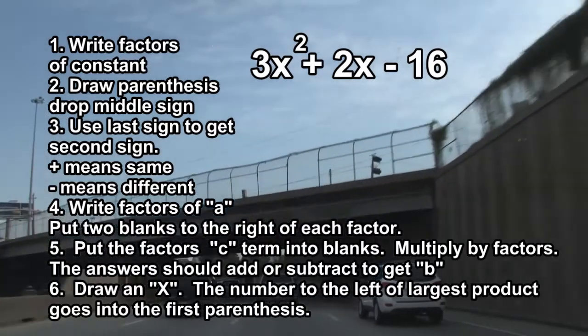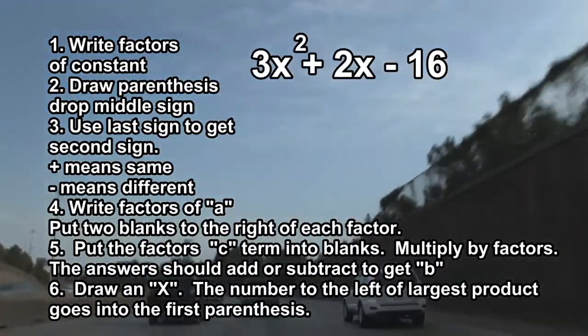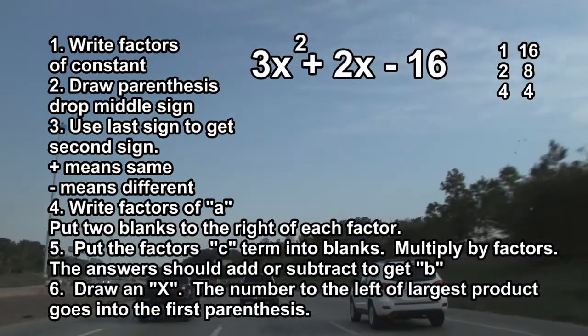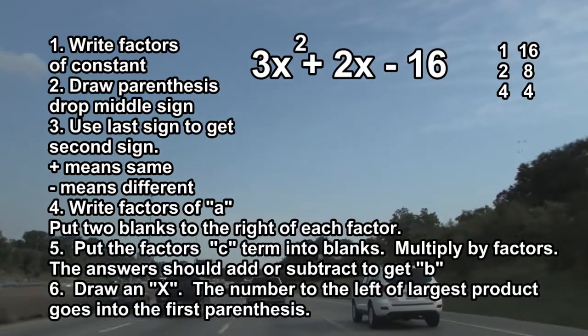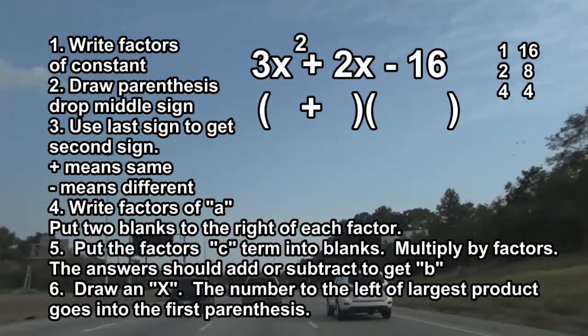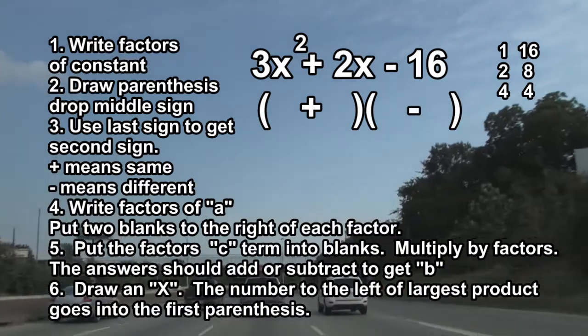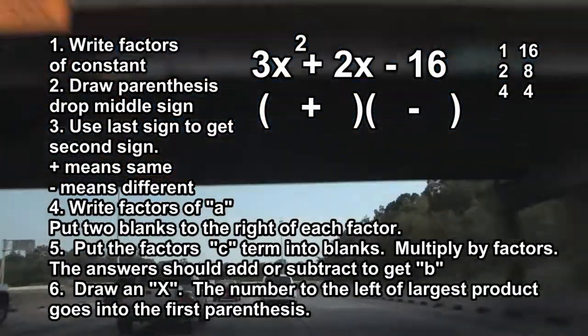Now let's factor 3x squared plus 2x minus 16. Step 1 is to write the factors of 16, which are 1 and 16, 2 and 8, and 4 and 4. Step 2 is to draw the parentheses and drop the middle sign into the first parentheses. Since our last sign's minus, the signs will be different. So in step 3, we'll use a minus in the second sign.